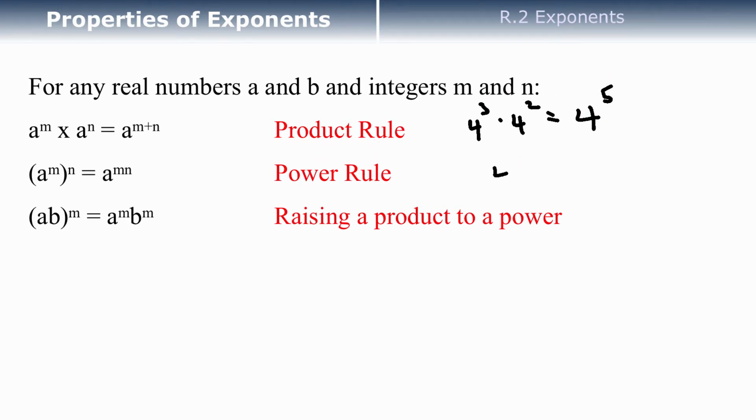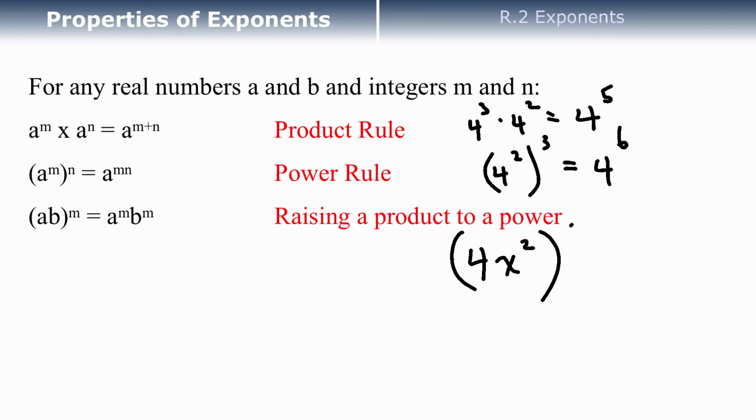Power rule: if I have 4 squared and then all that's raised to the third, then I multiply those exponents, so that'd be 4 to the sixth. If I have, say, 4x squared, all to the third, then here's two factors inside of brackets all being raised to the third, so that's the same as 4 to the third times x to the sixth. Okay, this would be a power of a power, just like this rule, so I multiply those two, so that'd be 6. With this first one, 4 cubed, I'd probably simplify that out, so it's 4 times 4 times 4, or 64, x to the 6th.